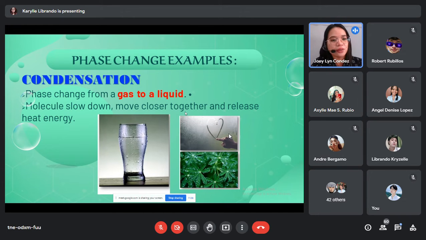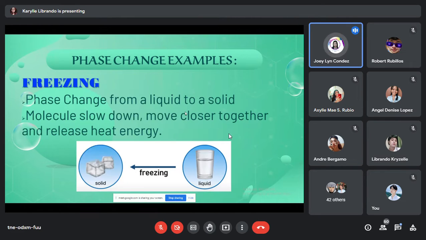So here, we decrease or remove the heat energy. We drop down the temperature. Same goes with the moisture on windows or on plants, the dew drops. Those are examples of condensation. All right, let's have another phase change example.